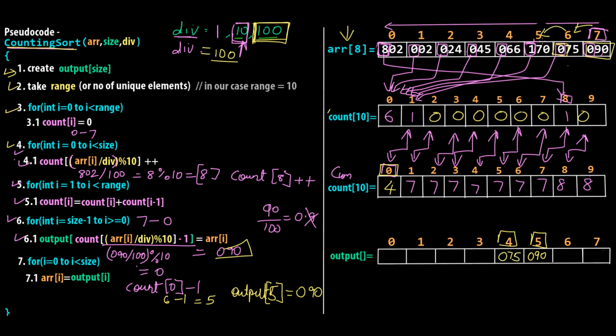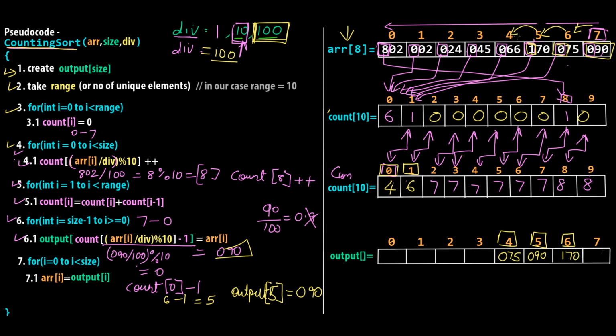Then we will move on to the next element in the input array, which is 170. We will take 1, go to the 1 index position in the count array, and decrement it by 1, so this becomes 6, and at the 6th index position is where we will store 170.